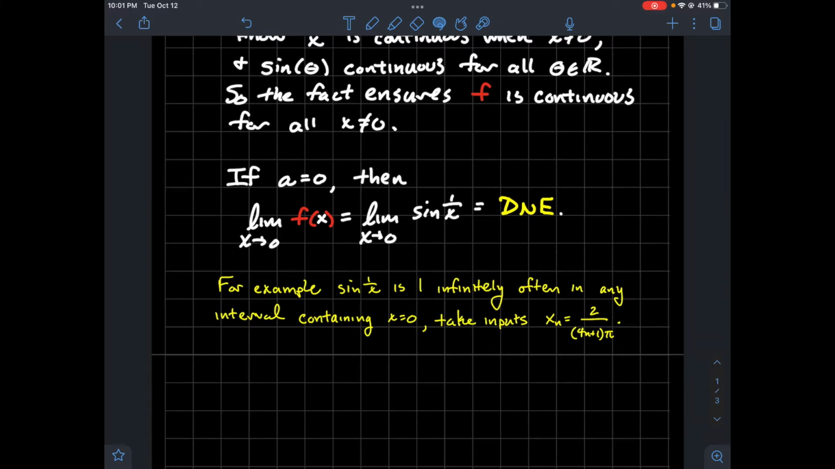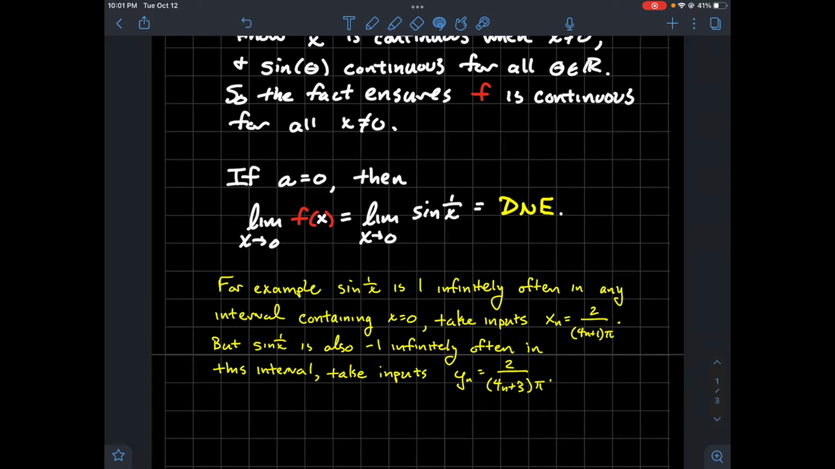Similarly, though, if I look at the other types of odd numbers, which are congruent to 3 mod 4, when I plug a number like 3 pi over 2 into sine, or 7 pi over 2 into sine, you get -1 when you do that, right? So the pattern for those is all (4n plus 3) over 2 times pi. So what I'm going to do is take the reciprocal of that, and I'm going to make that sequence yn.